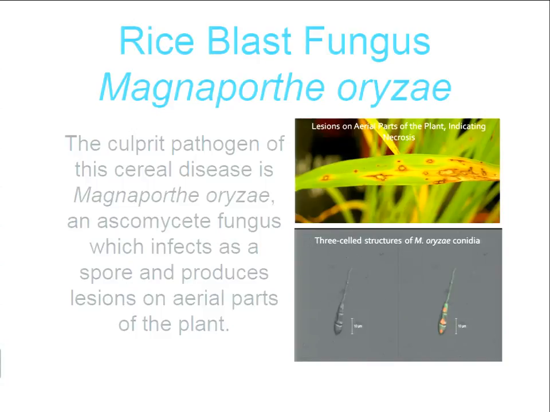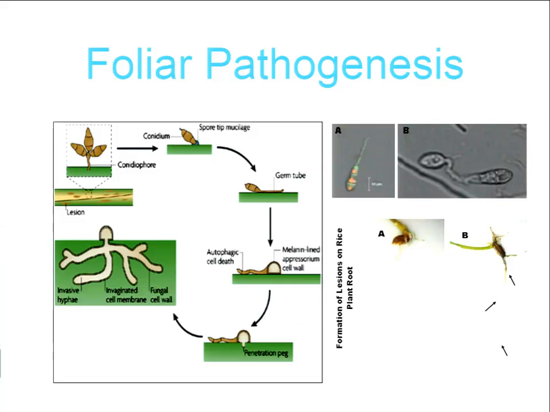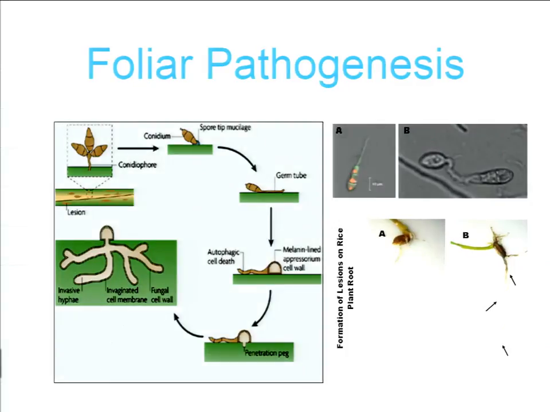And the fungus infects by spreading its spores, and it causes what are known as lesions on aerial parts of the plant. Because of the economic importance of this fungus, it's been extensively studied, and it's generally characterized as being a foliar pathogen, meaning it mainly infects the rice plant through the leaf. It does not infect through the stem or the root or any other part. And the way it does it is it basically invaginates the leaf surface and slowly kills the plant.